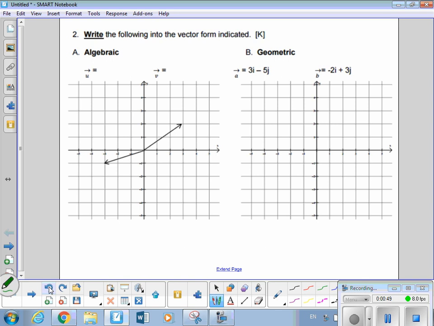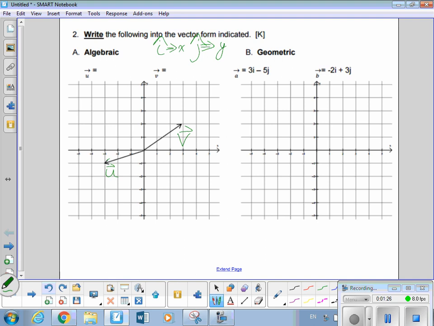Okay, so the first question, there's two vectors there. We're not after the resultant. We're not after that at all. We are actually after just to write them in the form. So I'm going to assign, and it doesn't matter which one you use, I'm going to call this one U, and I'm going to call this one V. And the way we do this is we're defining it with I's and with J's. The I's represent the X coordinate, and the J's represent the Y coordinates.